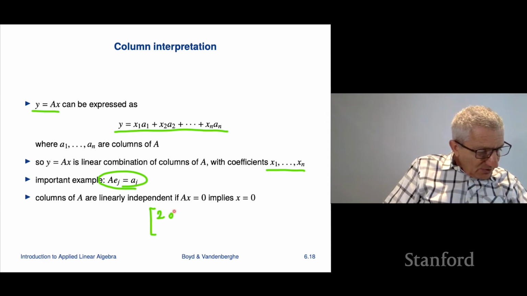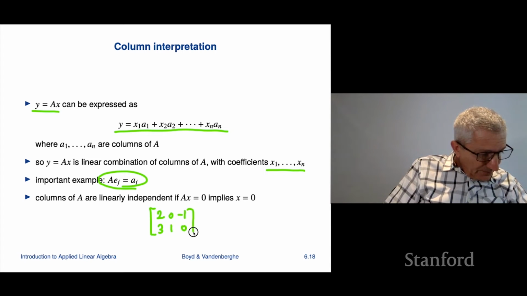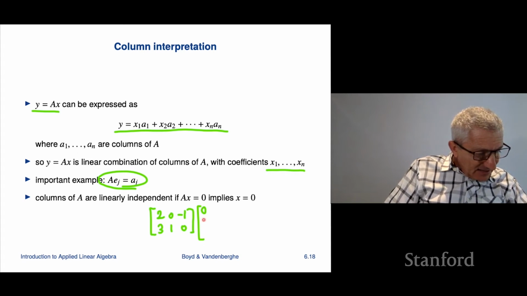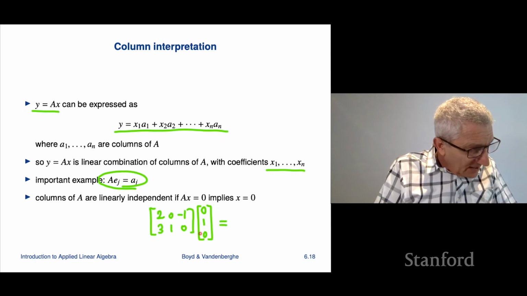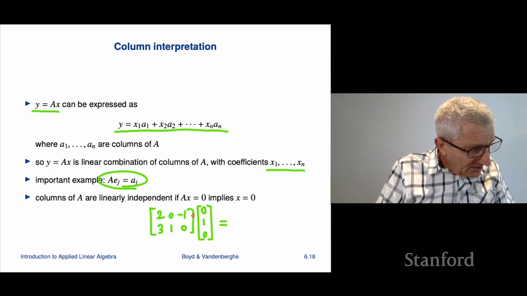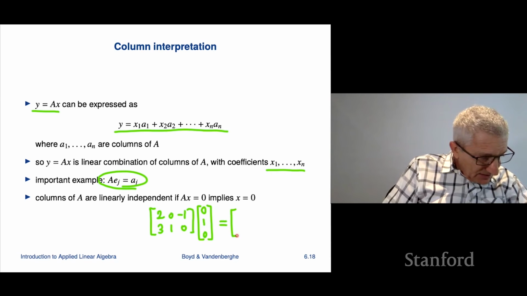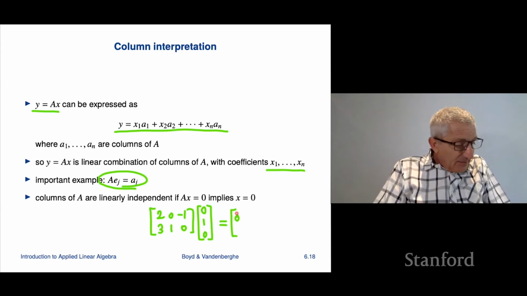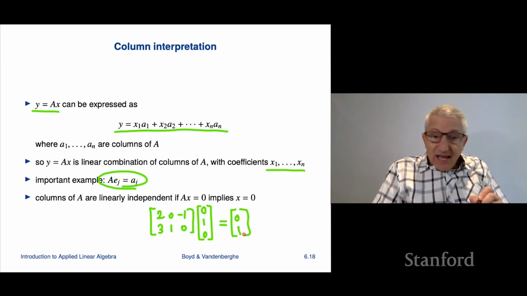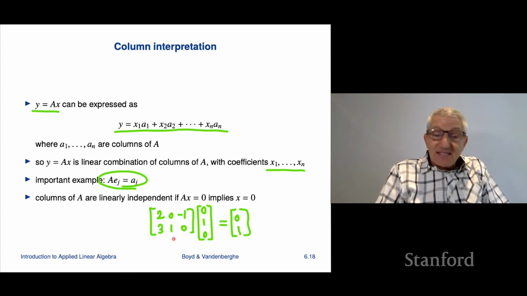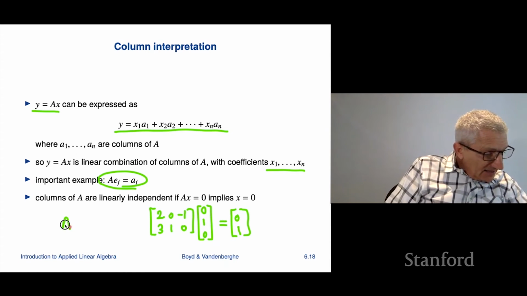Let's take the matrix [0, -1; 3, 1, 0] and multiply that by the second unit vector. And what do we get? Well, let's just do matrix multiplication. I take the inner product of this with this, and I'll do it in my head. 0, 0. Ooh, it's 0. So I get 0 up here. Now, in my head, I take the inner product of this with this, and I get 1. And sure enough, look what I just got. I just got the second column, because this is A times e2 equals a2.